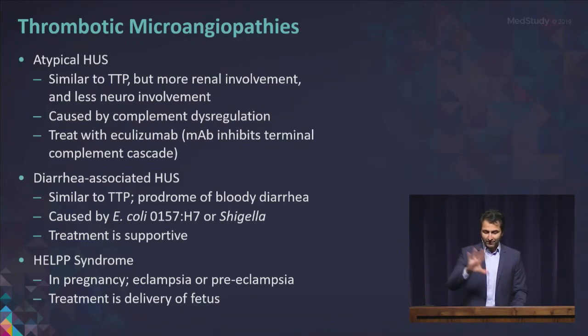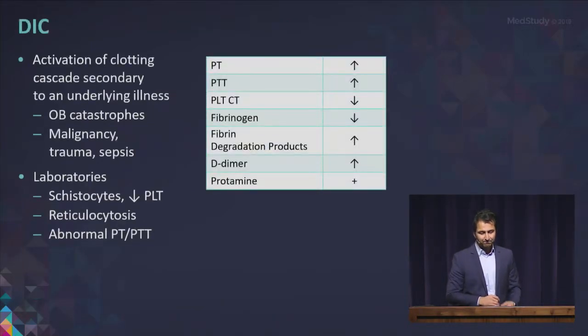So these are kind of all the diseases in the differential, but TTP is the one that you're most likely to see. And how about DIC?